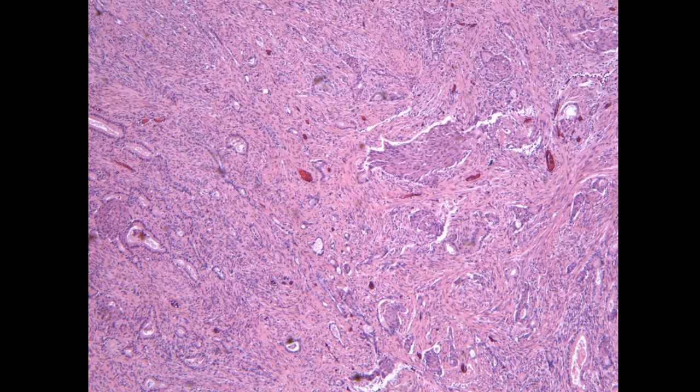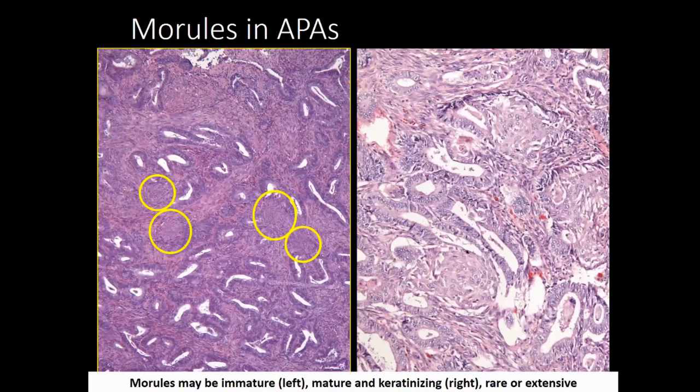Now, this example has some morules in it, and morules are one of the more helpful features that you can see in an atypical polypoid adenomyoma. When you talk about morules, it's important to realize that they come in many shapes and sizes and flavors. Here are two examples of morules, and there are many more out there, but I just want to give you the more common looks that you'll see with this.